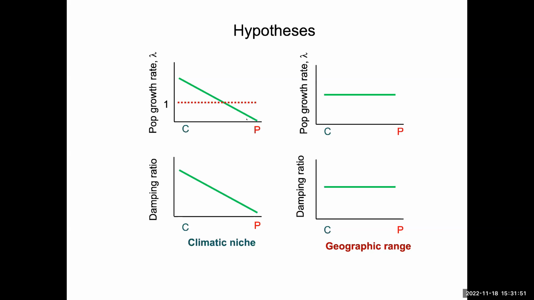The second and third demographic parameters I use here are population growth rate and the damping ratio. I predict that population growth rate will decrease from center to periphery across the climatic niche, and will not change significantly across the geographic range. I predict the same thing for the damping ratio. Now, the damping ratio is a proxy of how fast a population recovers after perturbation. So it's a metric of the resilience of a population.